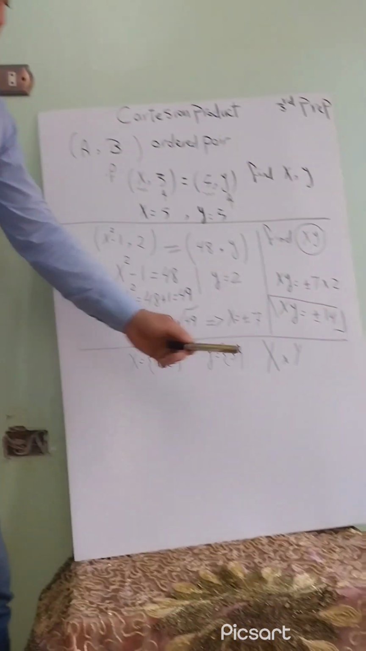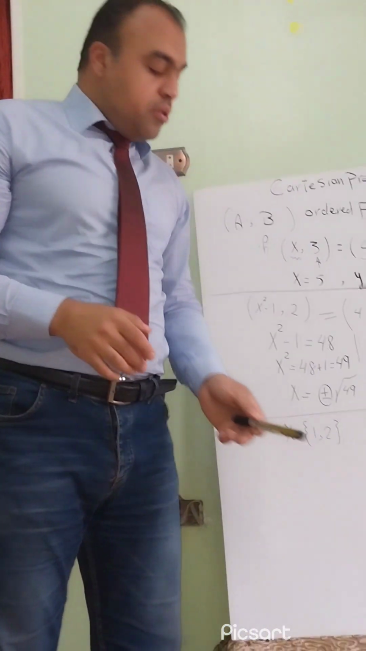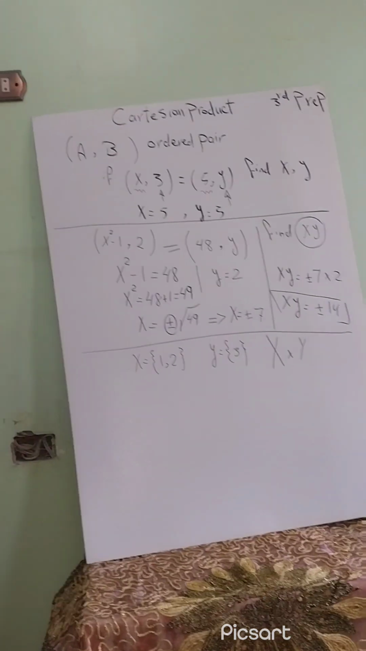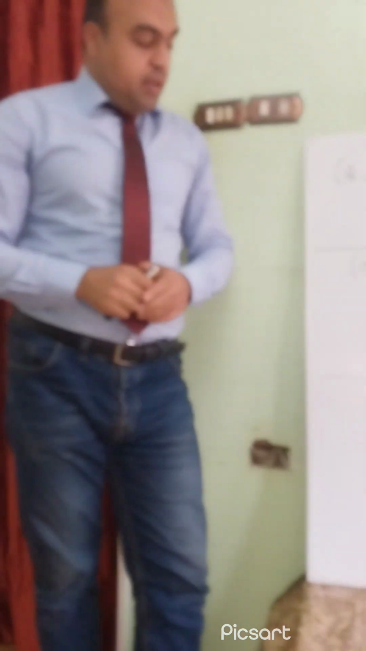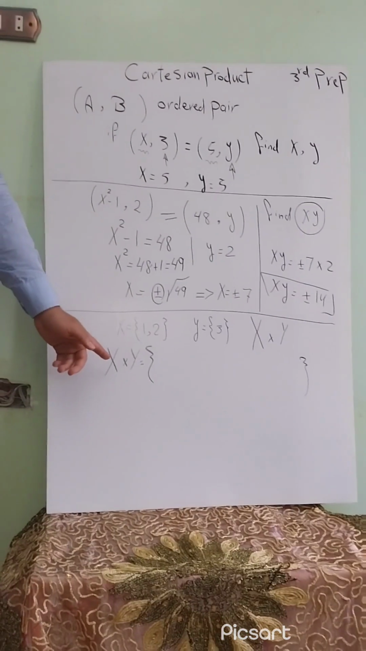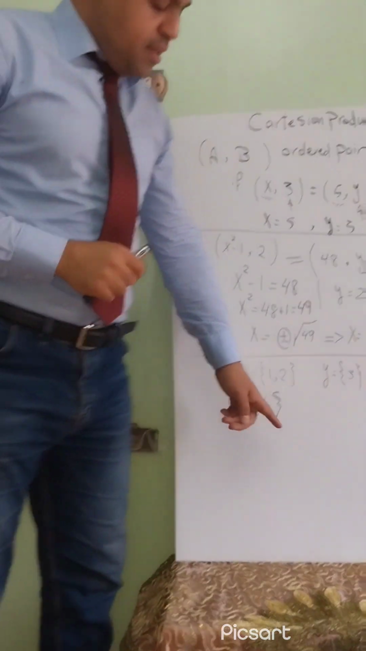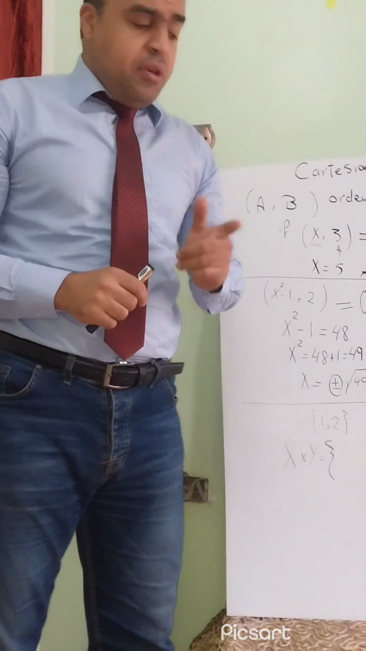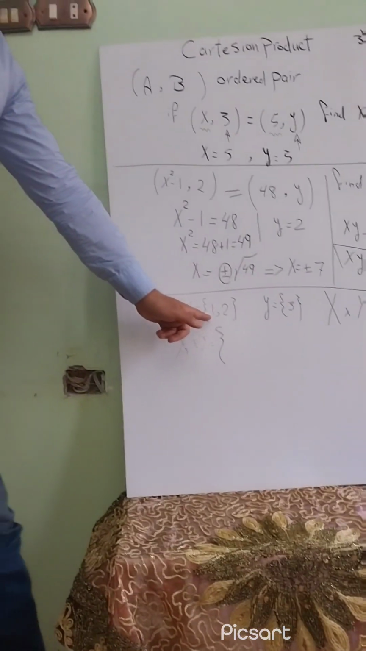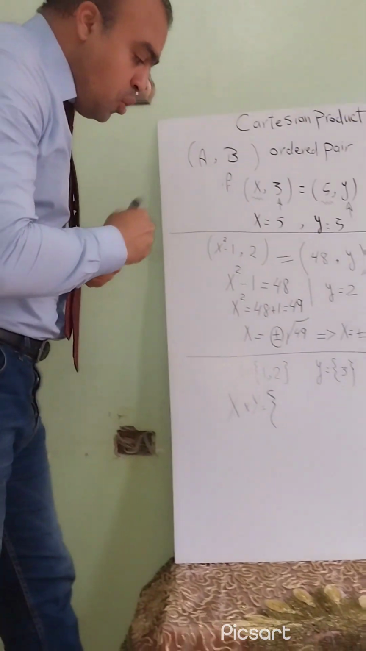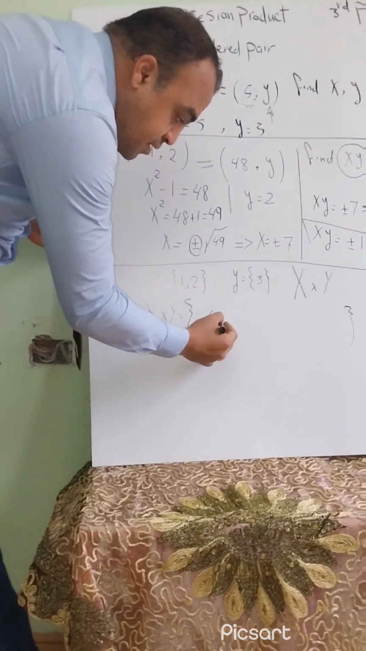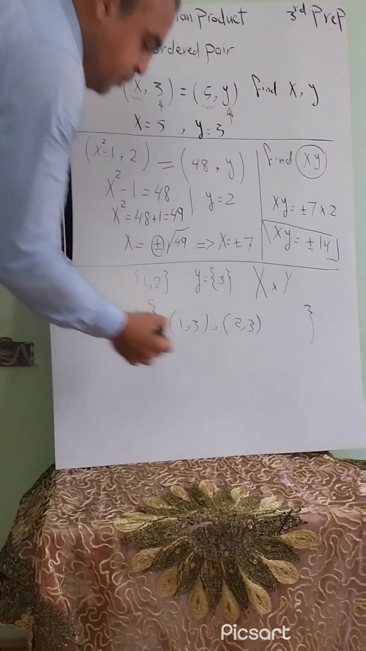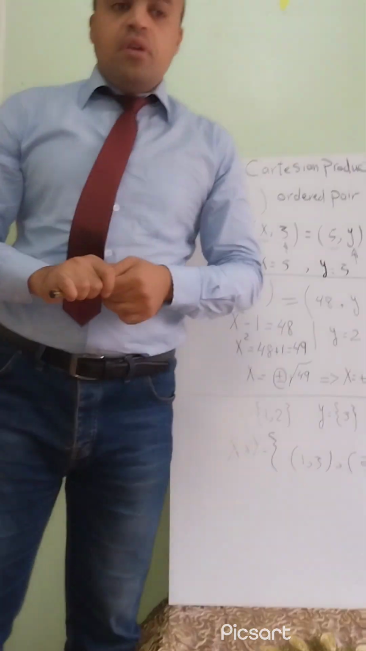Cartesian product of two sets means a new set. الكارتيزيان برودكت بتاع two sets دي بيطلع new set. الست الجديدة بتبقى الاليمنتس بتاعتها ordered pairs. I wanted to get the Cartesian product of x and y. This is a new set. الاليمنتس اللي هنا هتكون ordered pair والفيرست بروجيكشن بتاعها هيكون من الفيرست set والسكند بروجيكشن هيكون من السكند set. So the first element here is the ordered pair 1 and 3, and the second is 2 and 3. ده كده الكارتيزيان product of x and y.